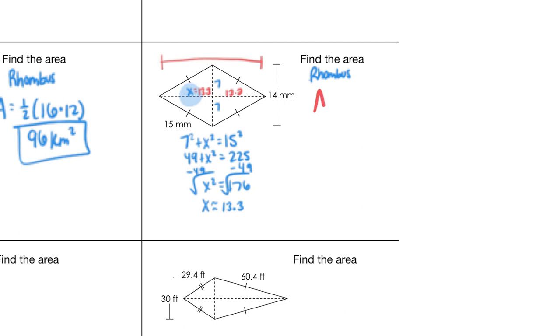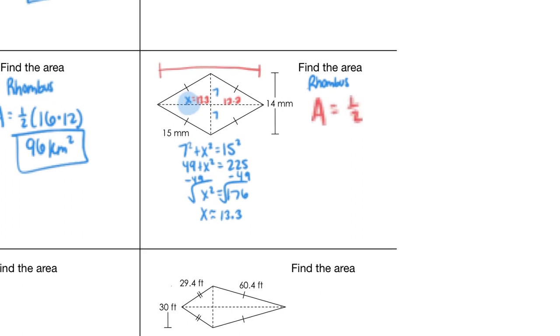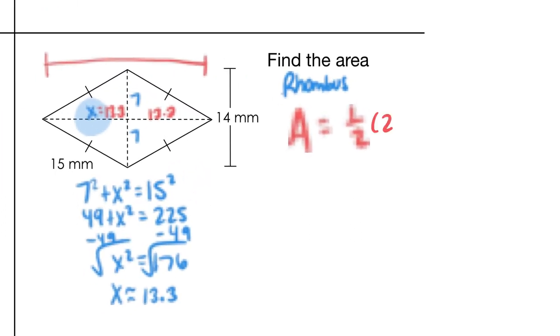So our area is going to be 1/2 times 26.6 times 14. So that is going to be 186.2 square millimeters.